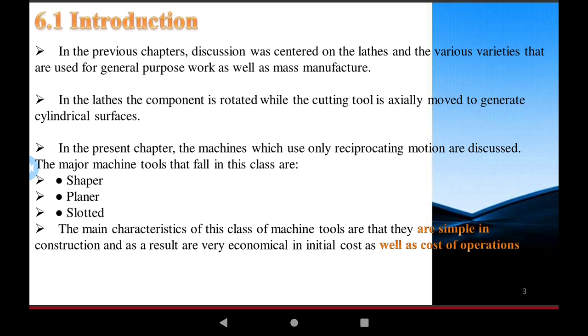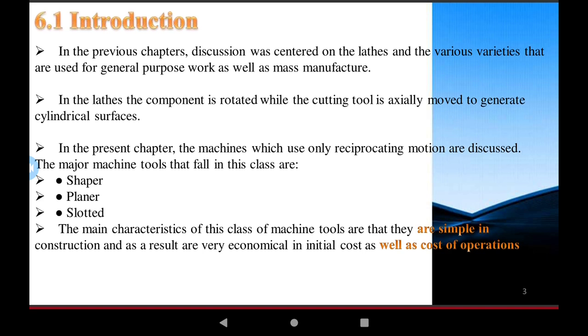In the machines which use only reciprocating motion, the shaper machine works with reciprocating motion. I discuss the major machine tools and some of the components of the machines in detail in this video: the shaper machine, the planer machine and the slotter machine. These are the three machines. I present the main characteristics and some assumptions for the consideration of these machine tools.